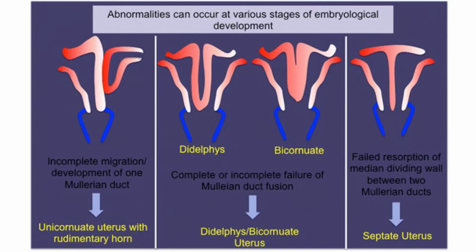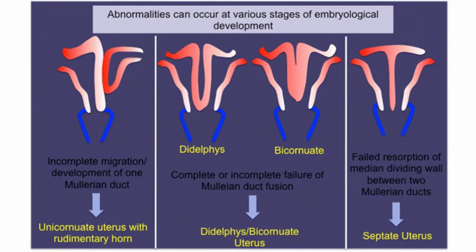In the first picture, you see a unicornuate uterus. This means a one-horned uterus, a single-horned uterus. The two horns were supposed to form from both sides of the ducts of the Müllerian duct. If one side of the Müllerian duct does not develop properly, that uterine horn won't develop. So we will be left with a unicornuate uterus.